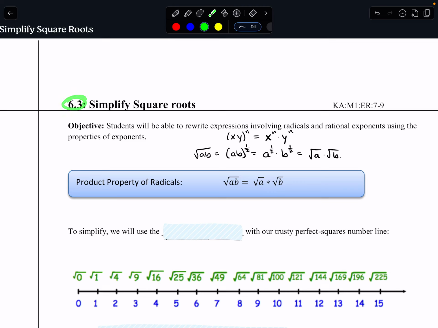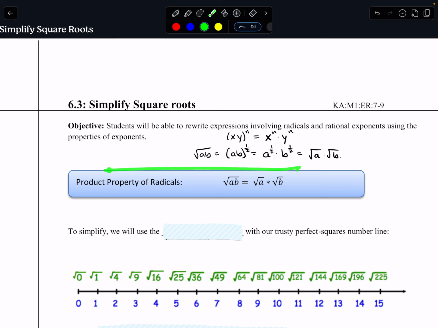This is lesson 6.3, Simplify Square Roots. In Khan Academy's Math 1 section, we are working in the exponents and radicals unit. And after this lesson, you'll be able to complete skills 7, 8, and 9 in that unit. Your objective is that you'll be able to rewrite expressions involving radicals and rational exponents using properties of exponents.